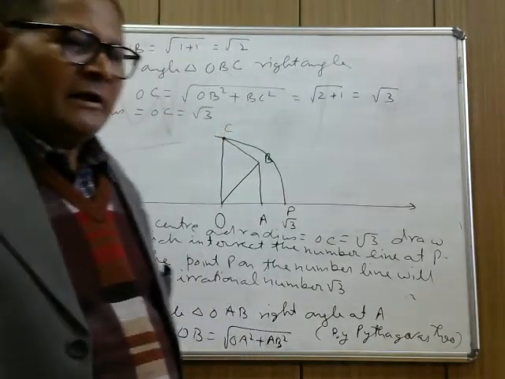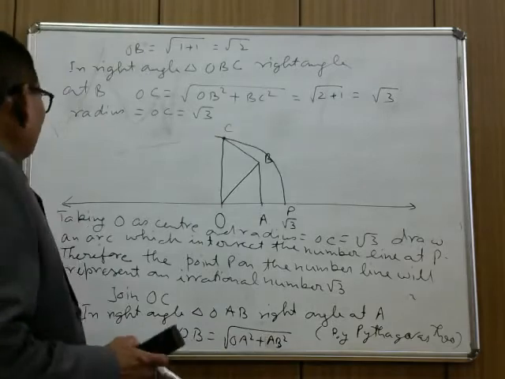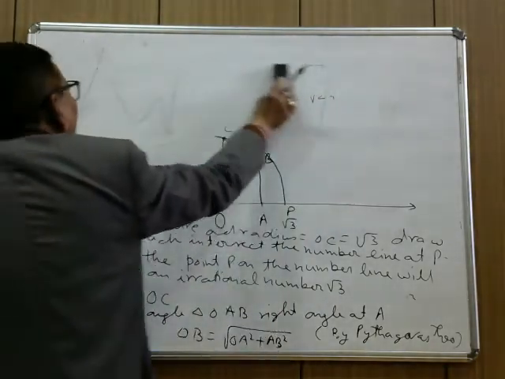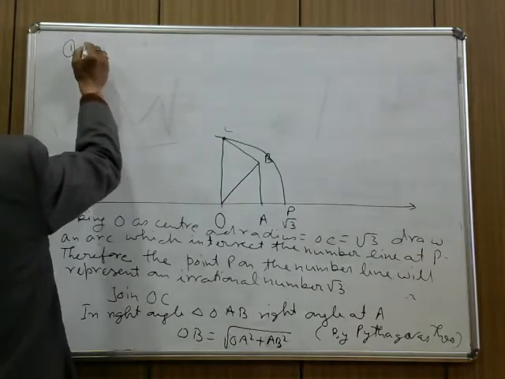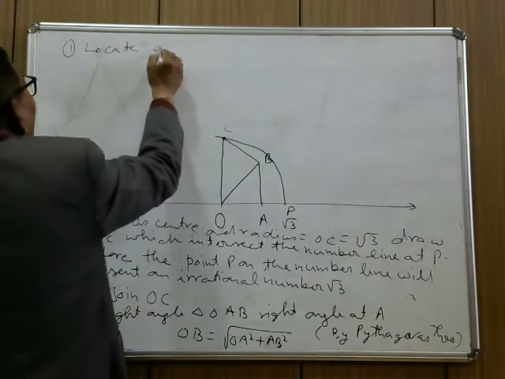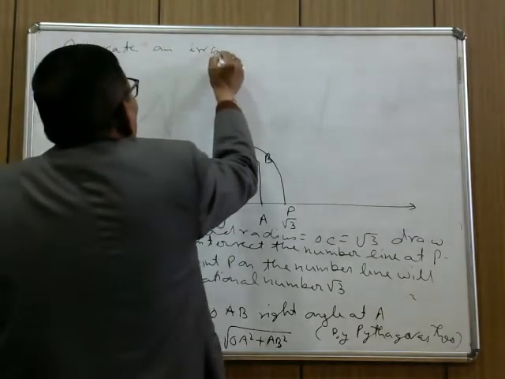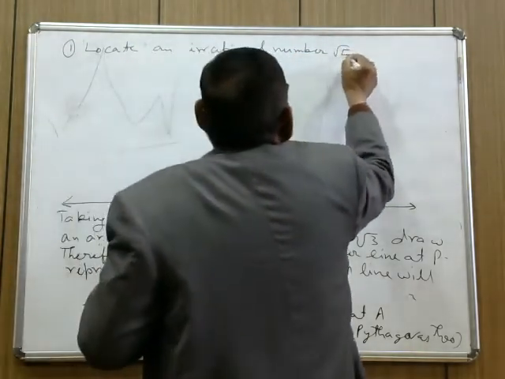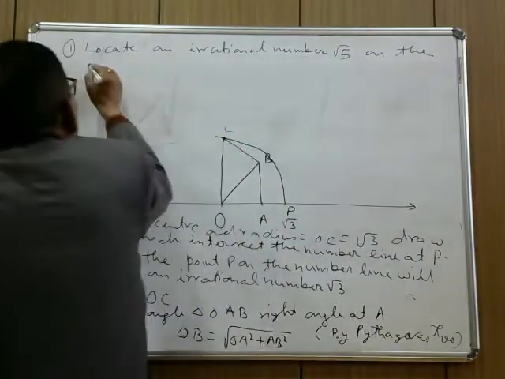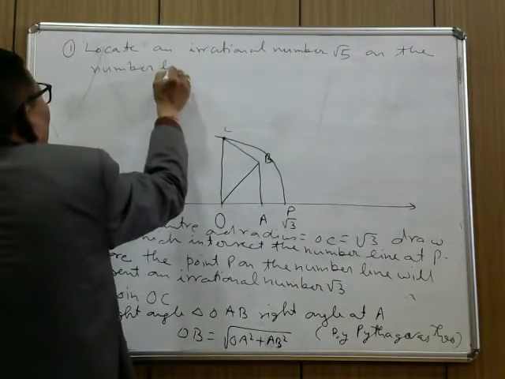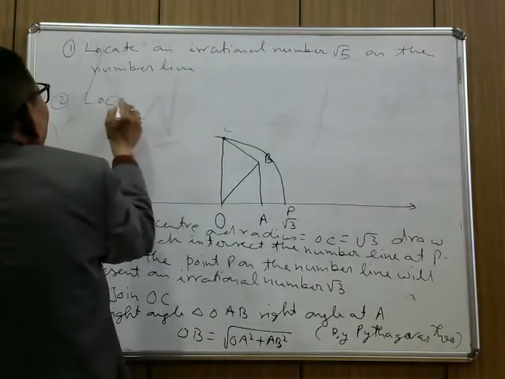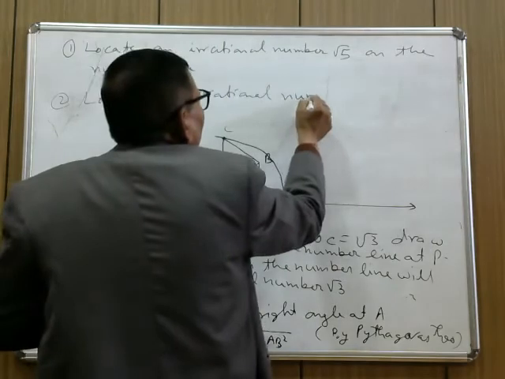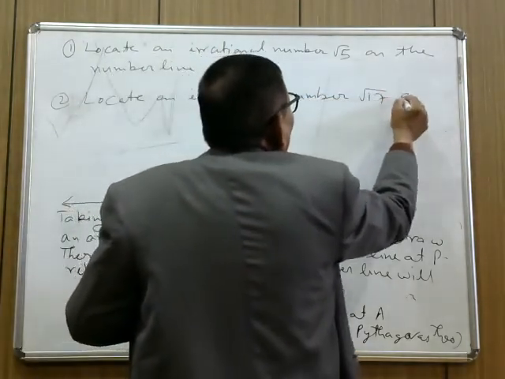After that, we are having the assignment session. I am putting some assignment to you. You can try yourself. Number 1. Locate an irrational number under root 5 on the number line. Second, locate an irrational number under root 17 on the number line.